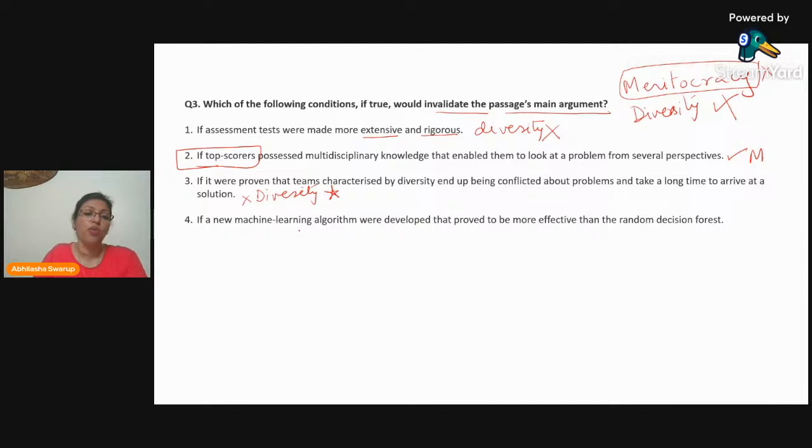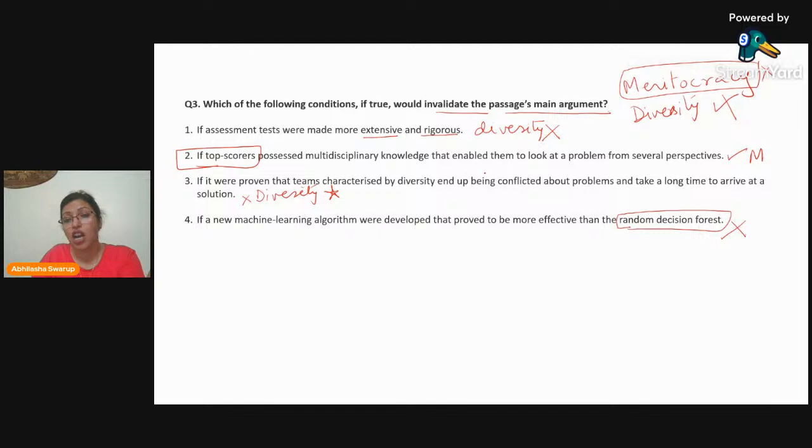Look at 4. If a new machine learning algorithm were developed that proved to be more effective, well, this is not the issue. The random decision forest was not the issue that we were talking about. That's not the main argument. So let's eliminate this straight away. So I've eliminated options 1 and 4, and I'm stuck between options 2 and 3, where 2 says that if there is merit, then people could also look at different views, look at diversity also.